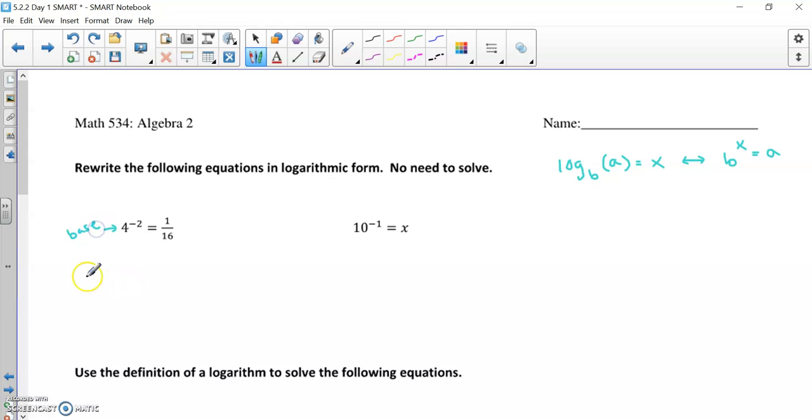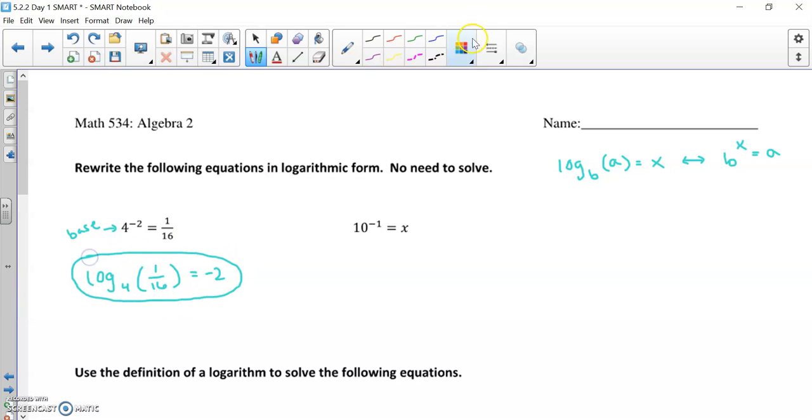And so that's what we'll start with in my log, with 4 as the base. And then a, the thing in the parentheses, is going to be the thing outside here on its own, on the other side of the equal sign, so 1 over 16. And then the exponent is always going to be like the answer, if you will, on the other side of the equal sign.